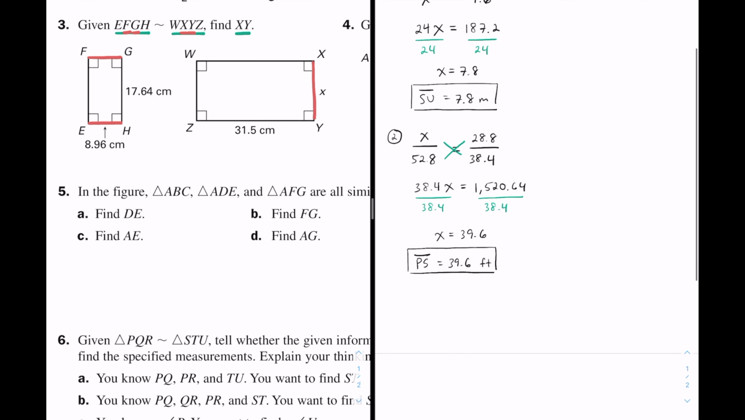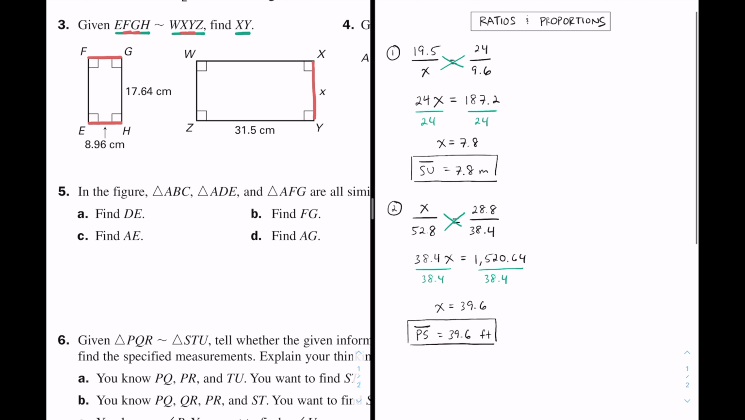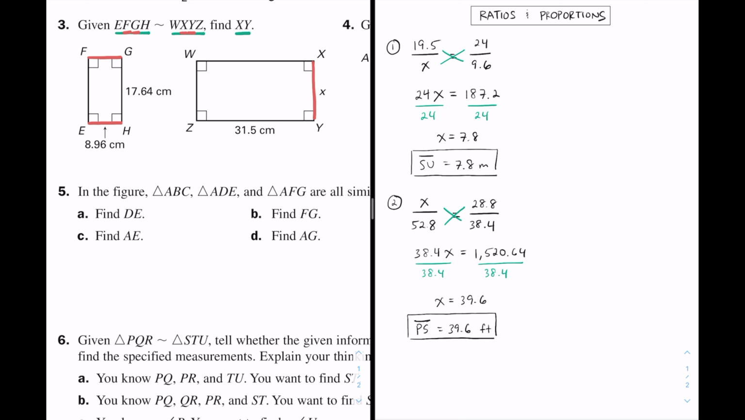Let's go ahead and write a ratio for that over here to the right. I'm going to go ahead and put number 3 right over here. For number 3, we know we have a ratio. I'm going to go from the rectangle to the right to the rectangle on the left. I just like having my X on top, but it's your preference. And we know that's going to correspond with FG, but remember, FG is the same as EH, so that's going to be 8.96, okay? Now, we went from the right rectangle to the left rectangle, so what else do we know from the right one?